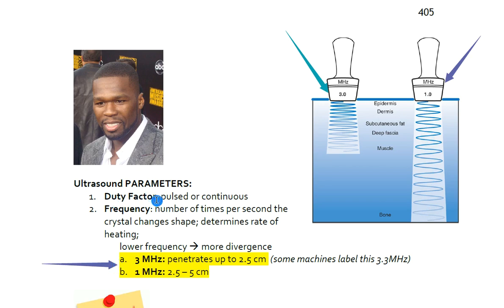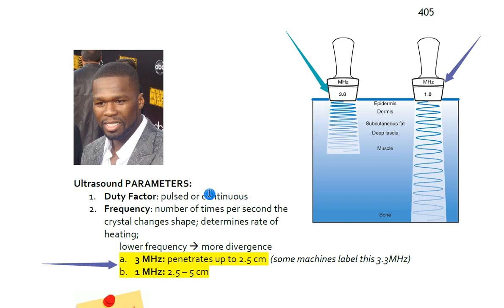There is the duty factor, which is pulsed or continuous. Pulsed means it's on and it's off. It's on, it's off. And this doesn't happen for 1 or 2 or 3 seconds. This happens within the second. So different machines are going to change this, but it's not going to be noticeable to you that the sound is on and off. And we'll do a little demonstration of this in lab. But the frequency determines depth.